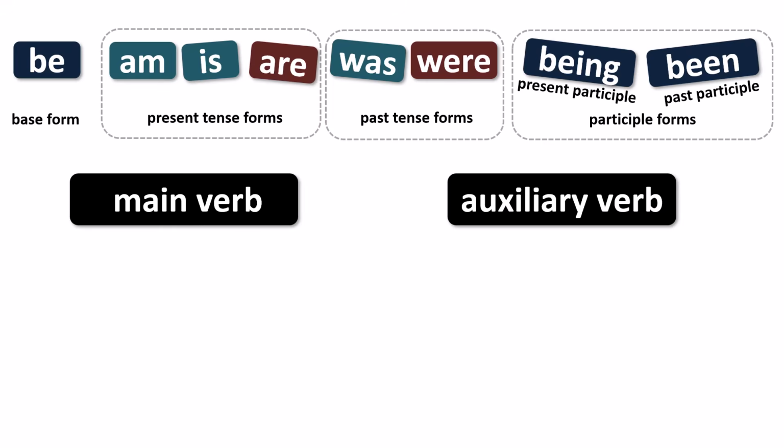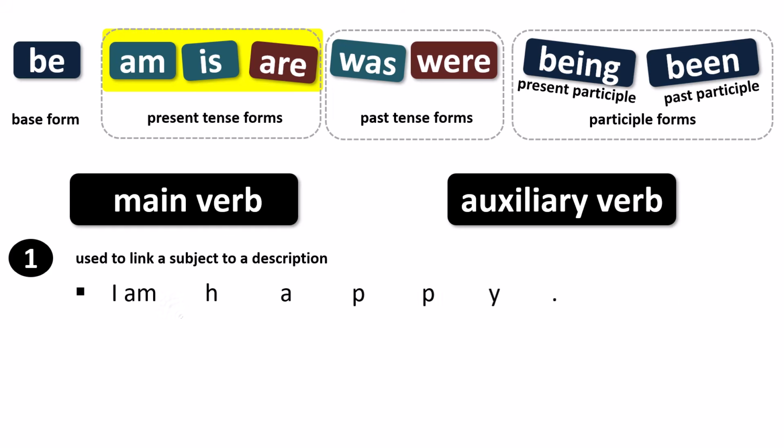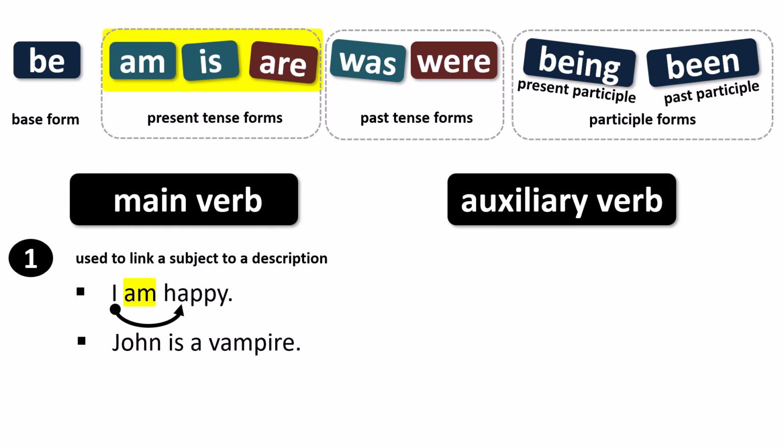Next, let's look at the present tense forms. Number one. One of the present tense forms can be used to link a subject to a description. For example, I am happy. Am is our verb to be in the present tense, and it is being used to link the word I to a description. Here is another example. John is a vampire. Is is the verb to be in the present tense, and it is being used to link John to a description.